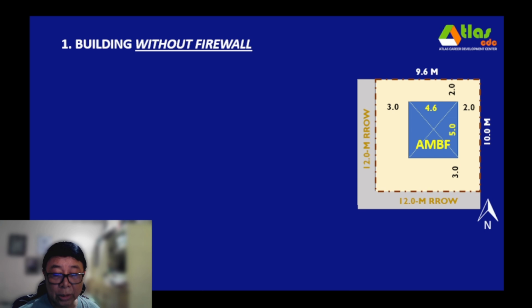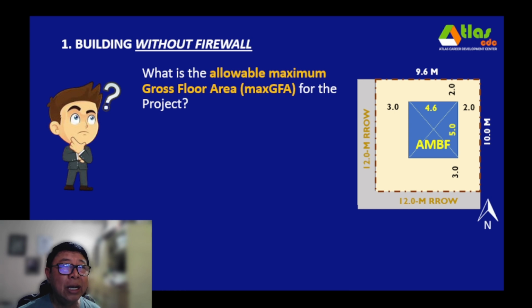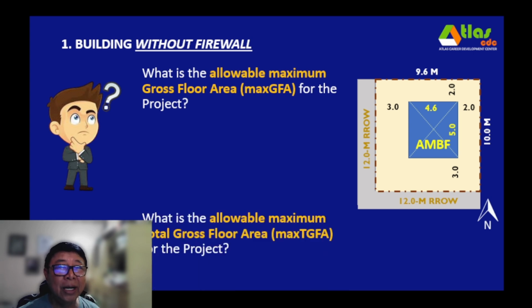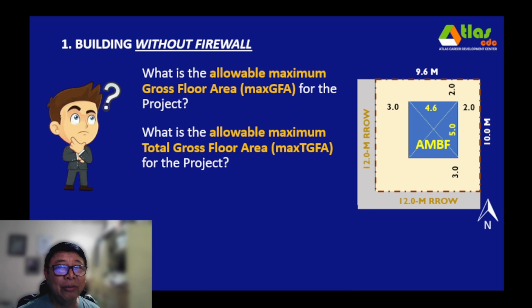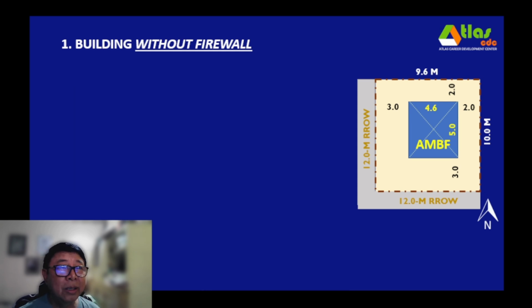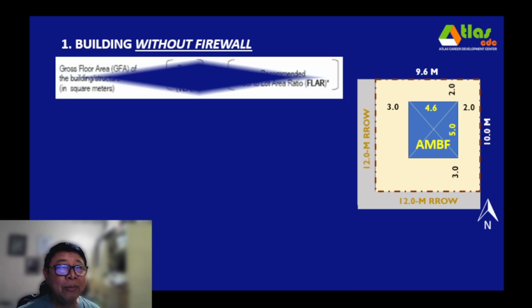So our next development control to determine will be the development controls pertaining to the floor areas of the building. We are going to determine now the allowable maximum gross floor area, or the maximum GFA, as well as the allowable maximum total gross floor area, or the max TGFA, for the project if the building will have no firewall. So let's start first with the maximum GFA allowable.